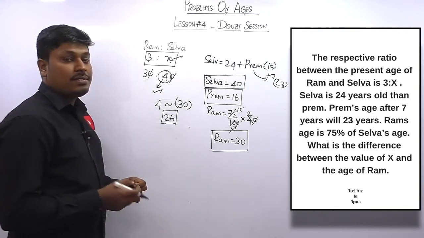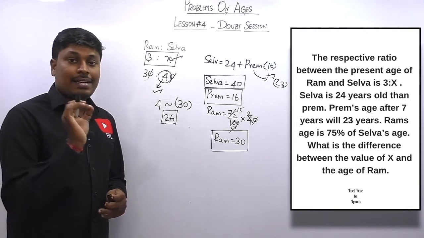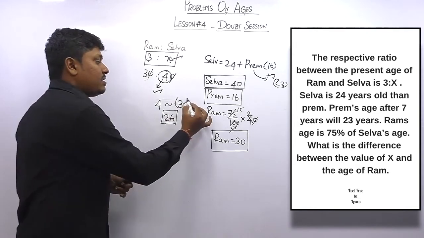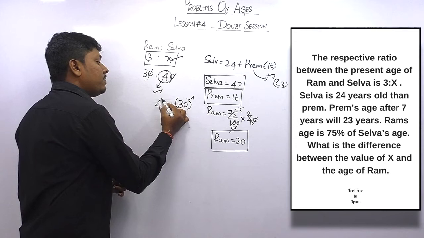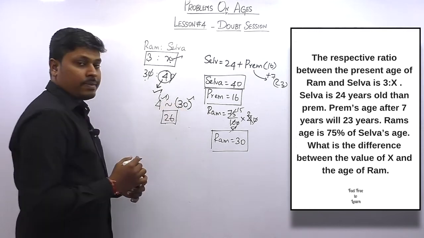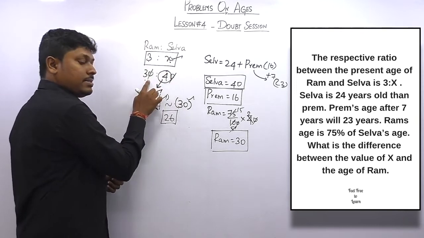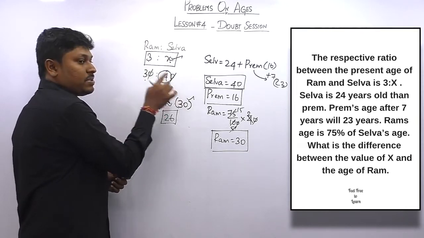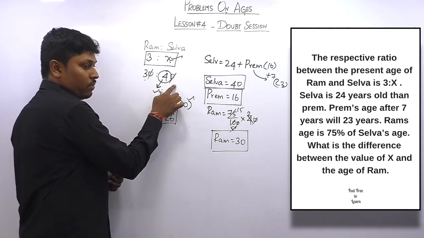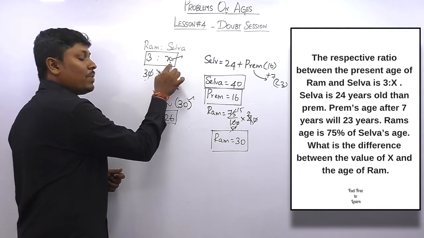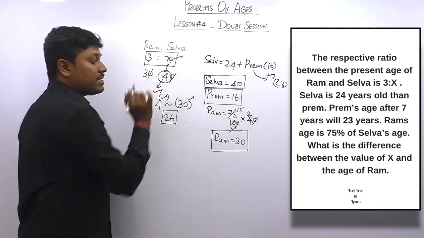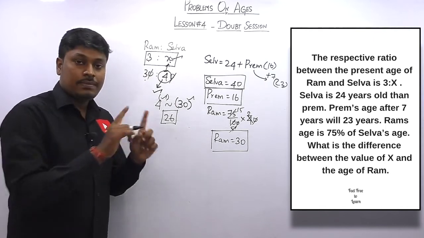The answer for this question is 26, because they are asking for the difference between the age of Ram and the value of X, right? We know Selva's age is 40 and Ram's age is 30. Cancel 0 and 0, so finally we get a ratio of 3 is to 4. Initially they have given 3 is to X, so we can say the value of X is equal to 4. So the difference is 4.